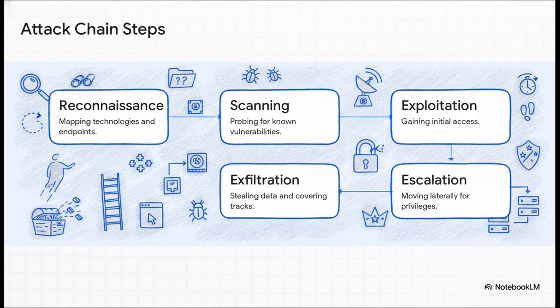Step 3, exploitation. They break in and get initial access. Maybe they drop a web shell. Step 4 is escalation. They start moving laterally through your internal network trying to get admin privileges. And finally, step 5, exfiltration. They grab the sensitive data, wipe their tracks, and completely vanish. Listen, I want to be super clear on this. This 5-step process, it's not some crazy Hollywood movie plot. This is literally just a Tuesday for a penetration tester.